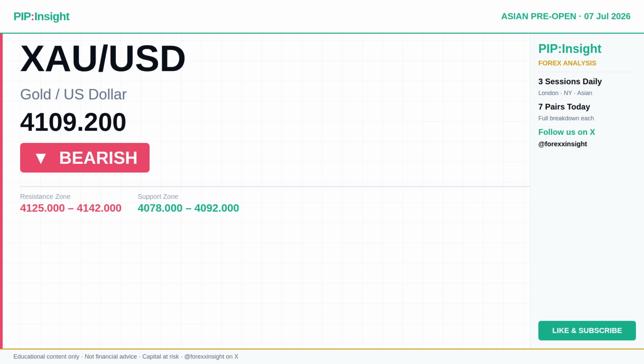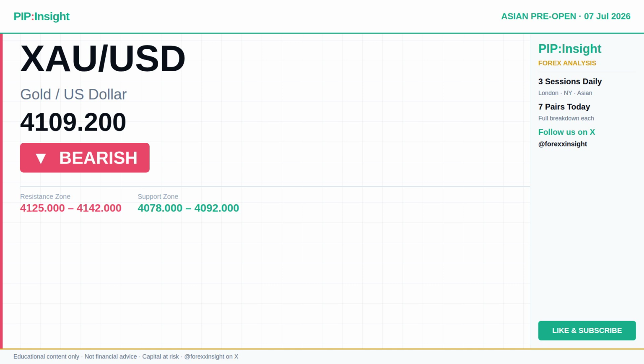The immediate overhead barrier to watch is the $4,125 to $4,142 resistance zone. That's where price rolled over during the New York close, so any attempted recovery into that band deserves close attention. On the downside, the nearest structural floor is the session low at $4,103, and below that, the key support cluster sits between $4,078 and $4,092.